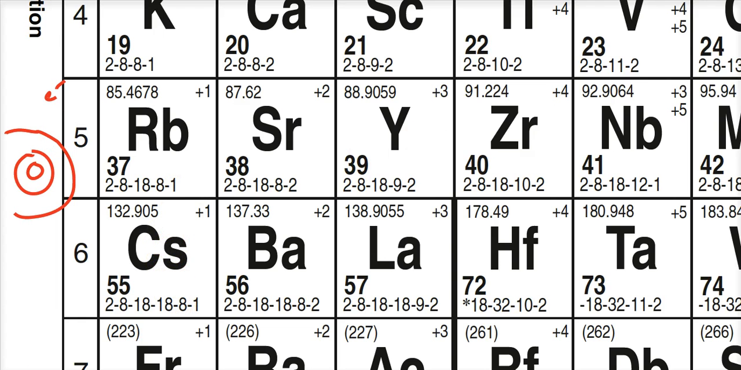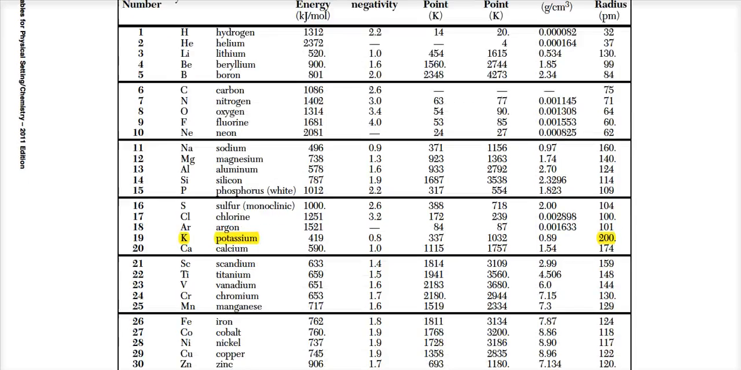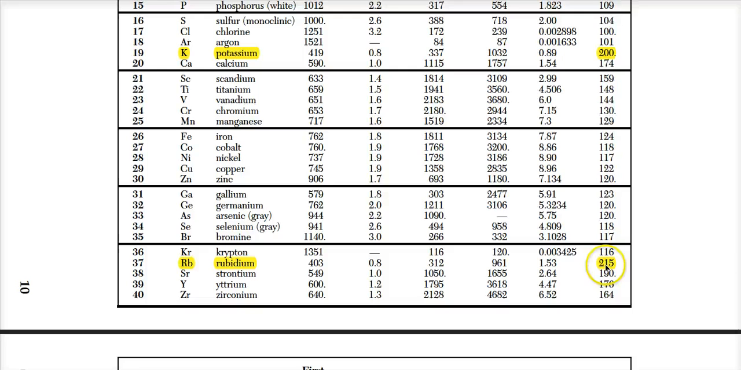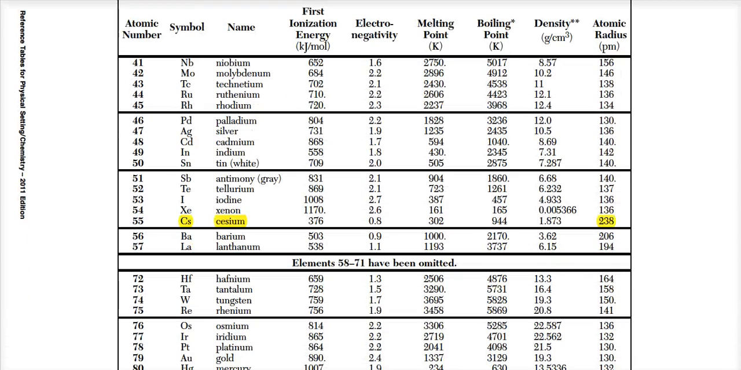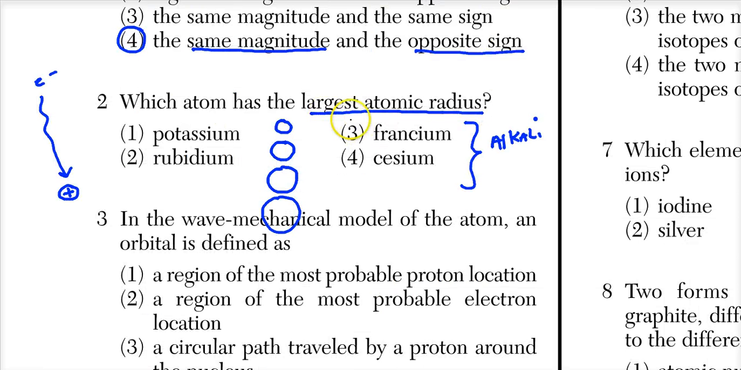So going on to table S. As you look at table S, there's a lot of information here. First, ionization energy, electronegativity, melting point, boiling point, density, atomic radius. You can see I already have potassium as 200. Going down the alkalis, rubidium is 215. Going down even more, cesium is 238, and that's a trend you should have studied. And of course, francium is 242. So right off table S, a lot of information there. So of course, the largest atomic radius, francium, choice 3.